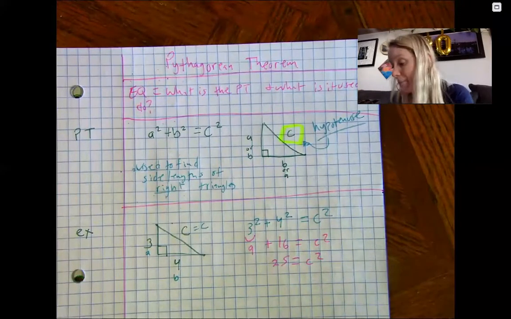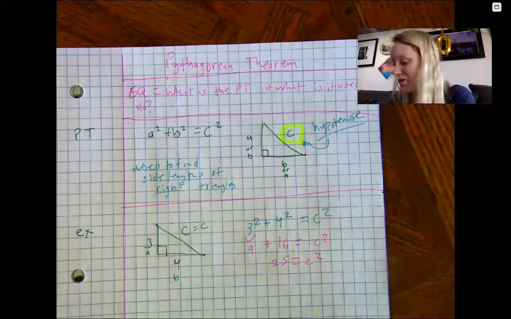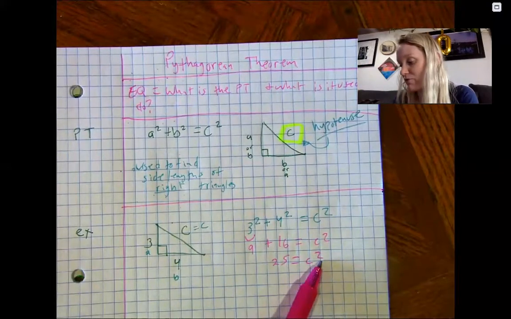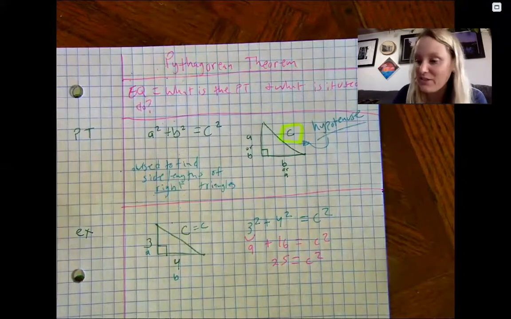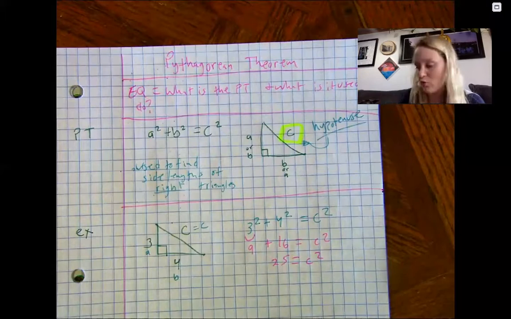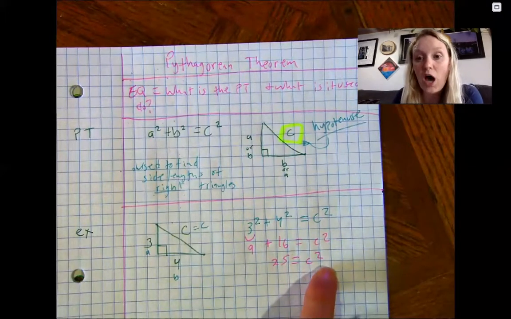We have to work backwards to find what c is. I know some of you in your brains already know what number times itself twice makes 25. I get that, but we got to practice doing the right process. So in order to get c by itself, we do the opposite.